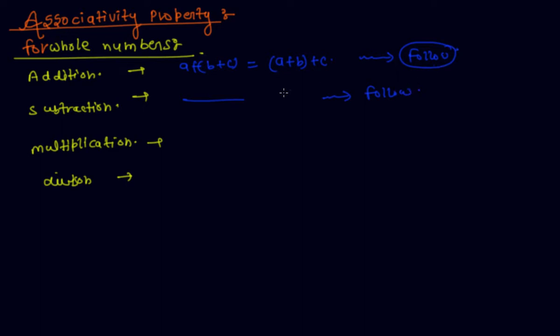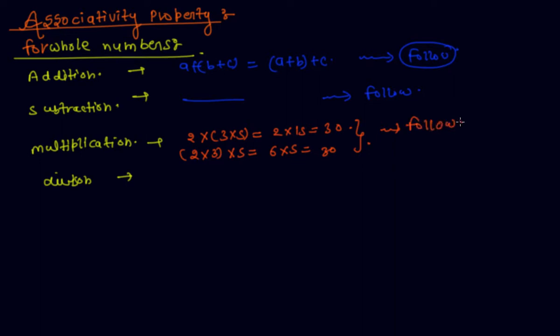For multiplication, if I take an example, 2 into 3 into 5, the answer is 2 into 15, which is equal to 30. If I take it this way, (2 into 3) into 5, this is equal to 6 into 5, which is 30. So in both cases the answer is the same, so we can say it follows the associativity property. Or sorry, in the case of subtraction it does not follow the associativity property.